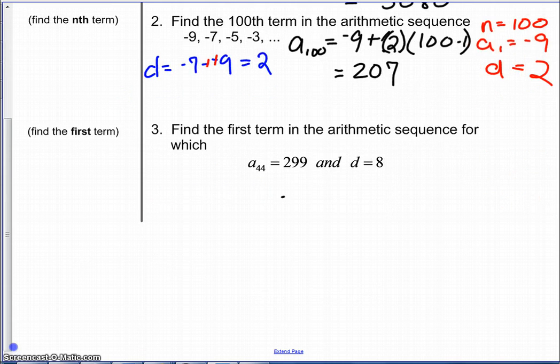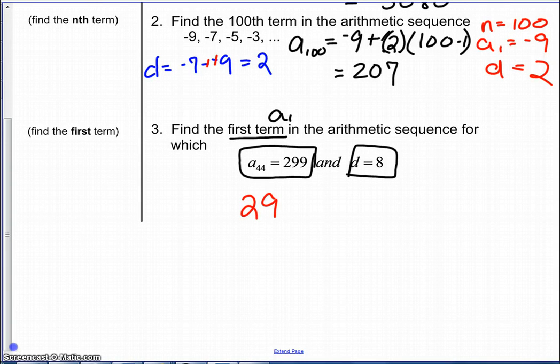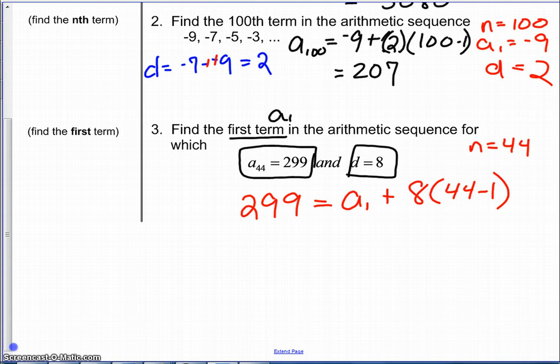Now our third problem here. Now we know the last term, or the 44th term. We know our d. We want to find our first term, our a sub 1. So our formula is that the last term that we care about, really it's not necessarily the last term, but the 44th term, so here our n would equal 44, would equal our first term, what we're looking for, plus our d times the number of terms minus 1. Okay, so 8 times 43 here would equal 344. We have our a sub 1 and we have 299.